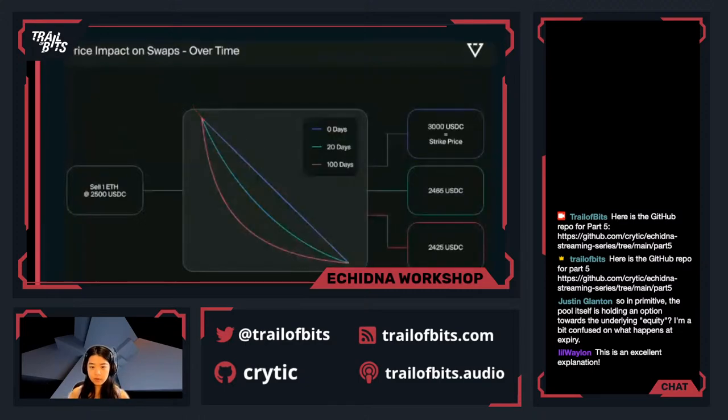So this is an example of what impact that change of the curve has on the price. So if we were to sell one ETH at 2,500 USD, then these numbers, these days, essentially refer to the time to maturity. So this red curve is basically saying this is when the pool is created. This is the curve in which the pool starts with. And for one ETH, we can get 2,425 USDC. Over the progression of time, we're going to progressively get more USDC until at maturity we will get 3,000. This is the impact of how time fits in within Primitive.